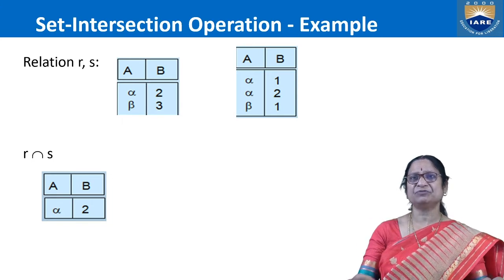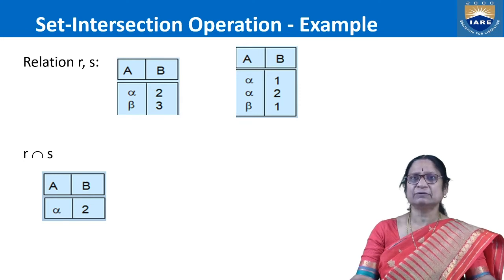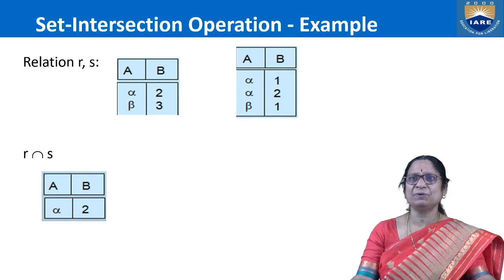Sometimes the names may be different, but remember that you are going to have the same domain. So what is this intersection operation? Common tuples. Alpha 2 is there. Is alpha 2 there in the S relation? Yes, so that will be listed.